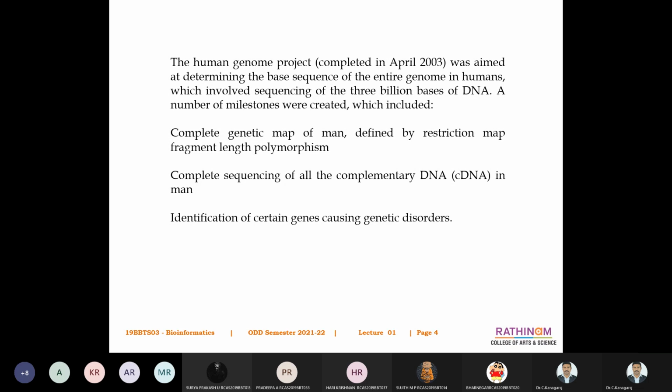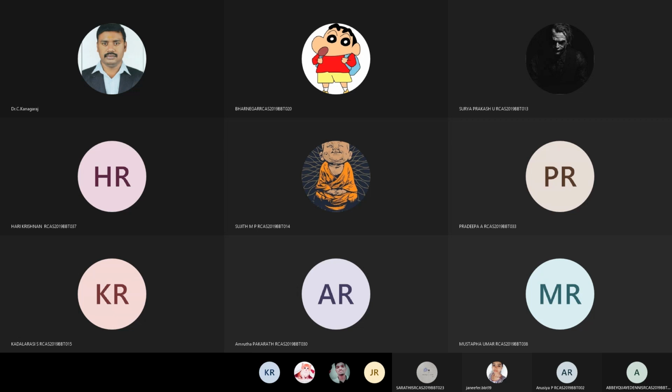So from 30,000 genes we have 1.5 million proteins available. So approximately 300 terabytes of files. So much data is in our genome, and they have completed the sequencing process.